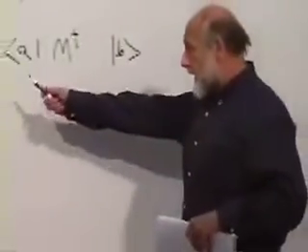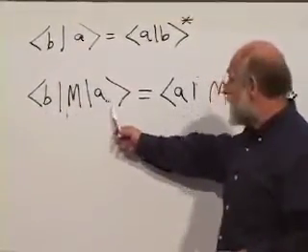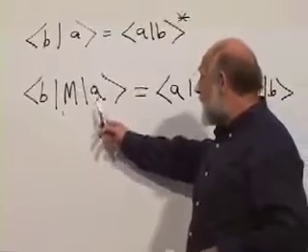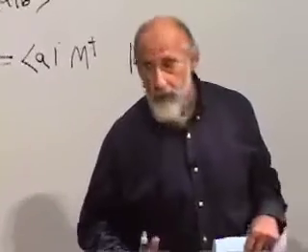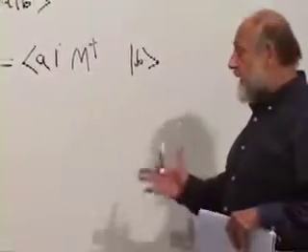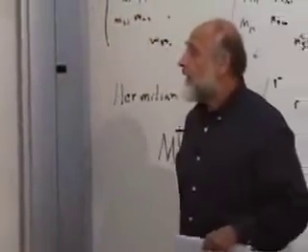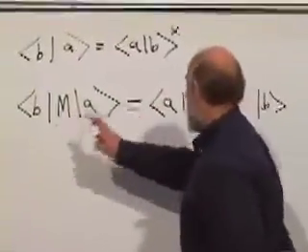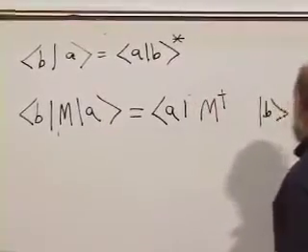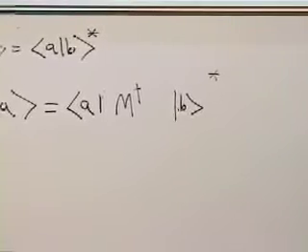This is a number, incidentally. This quantity is a number, a complex number in general. M on A gives you a vector. The inner product of a vector with another vector is a number. Okay? A simple number. It's not a matrix. It's not a vector. It's just a number. This equation is not right. What do I have to do to it? Complex conjugate it. I've complex conjugated A, I've complex conjugated B, and I've complex conjugated M. So I have to take the whole thing and complex conjugate it. Okay.